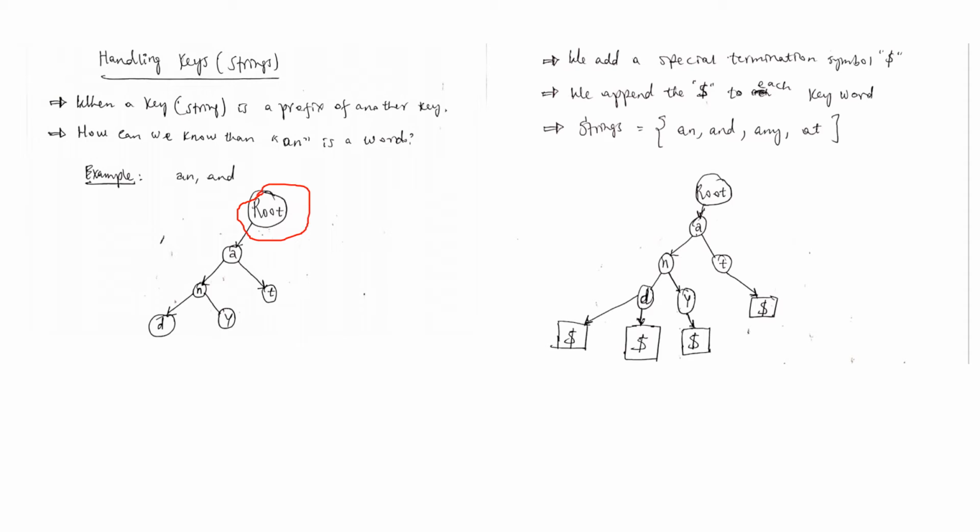You can see from this slide. I think you understand it. And also we add a special termination symbol, which is the dollar symbol, at the end of each child or each branch. This is used as a termination symbol. We append this termination symbol to each keyword or string.